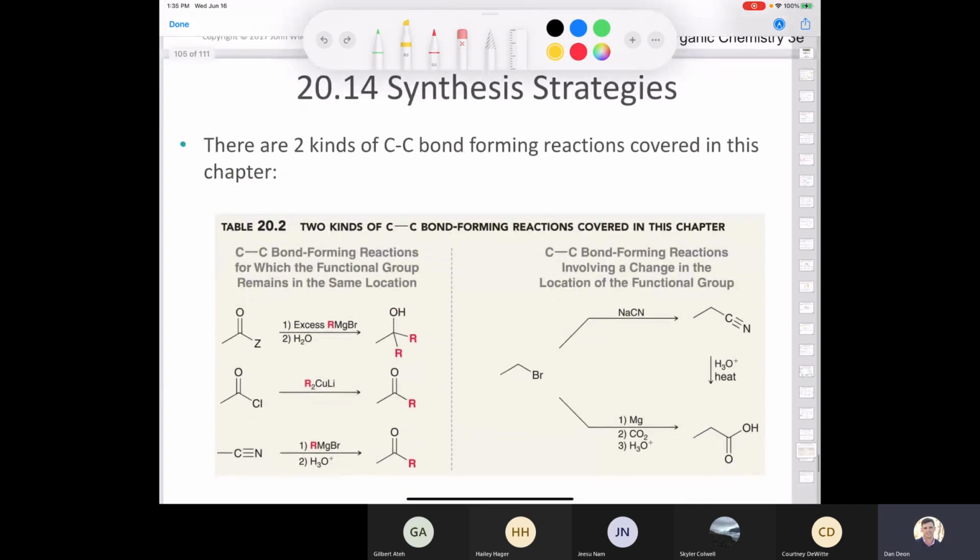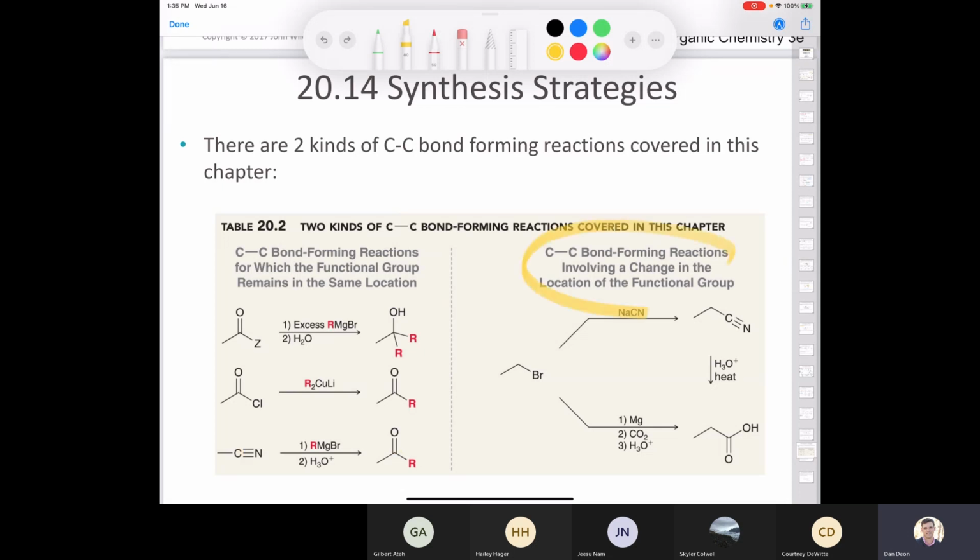All right, a couple more things I want to point out to you is that there are two kinds of carbon-carbon bond forming reactions covered in this chapter. The first type are ones where the functional group stays on the same carbon, or in the same location. So a Grignard, let's say, with an acid chloride. That's going to give you an alcohol as the functional group, but the position hasn't changed. What else? A Gilman reagent. We don't change the position of the carbonyl there. Or even a nitrile with a Grignard, which we just looked at a few minutes ago. You still don't change the position of the functional group.